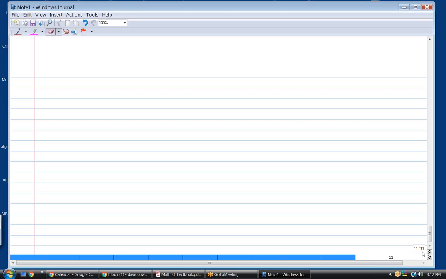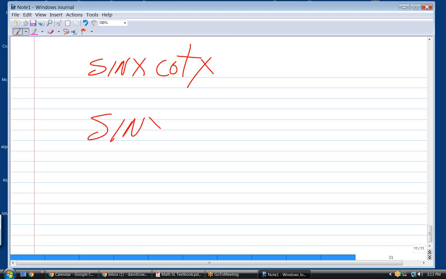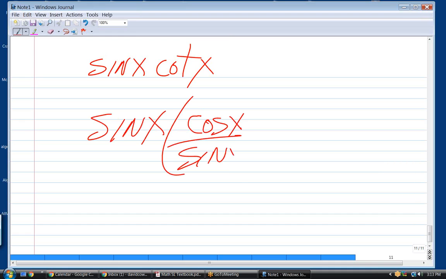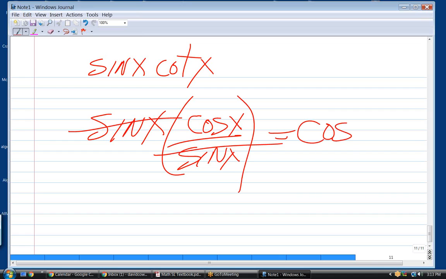What else in trig? Another one I have is sine x times cotangent x. So would I turn that into the quotient property, the cotangent? Sine times cosine over sine. Then the two sines would cross out, and then it would just be cosine. Yep.